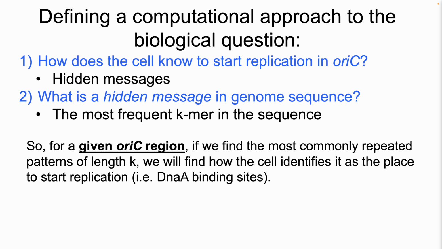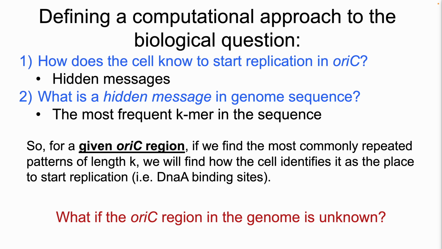So that problem is sort of solved if we know where the ORIC is. Okay, and so we've limited it so far to small regions of the genome, like 500 base pairs. And that's sort of cheating in a way, because most of the time when you sequence a new genome, you don't have any idea where the ORIC is.